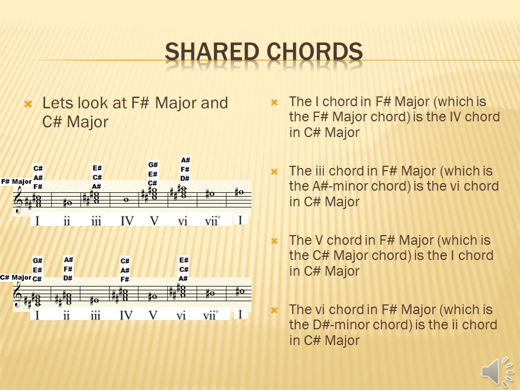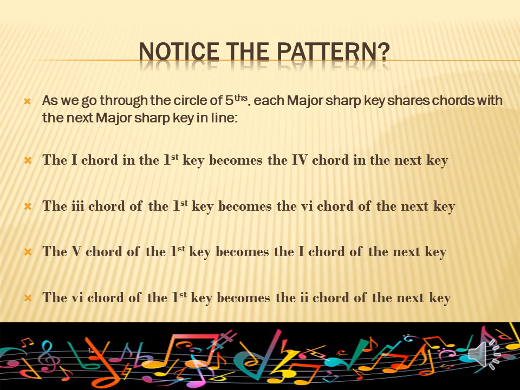The 1 chord in F sharp major, which is the F sharp major chord, is the 4 chord in C sharp major. The 3 chord in F sharp major, which is the A sharp minor chord, is the 6 chord in C sharp major. The 5 chord in F sharp major, which is the C sharp major chord, is the 1 chord in C sharp major. And the 6 chord in F sharp major, which is the D sharp minor chord, is the 2 chord in C sharp major. Notice the pattern.